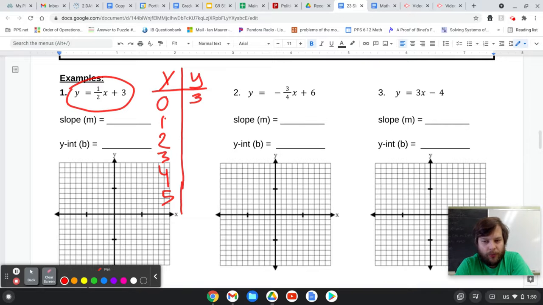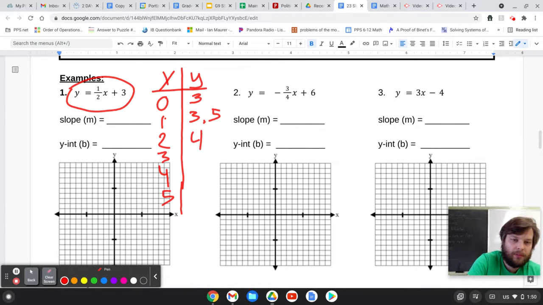Next up, x equals 1. What's a half times 1? You can think of it as 0.5 or as a half. Add 3 to that, you get 3.5. Next up, x equals 2. What's a half times 2? Half times 2 is 1, and 1 plus 3 is 4. Half times 3, 1.5. 1.5 plus 3 is 4.5.